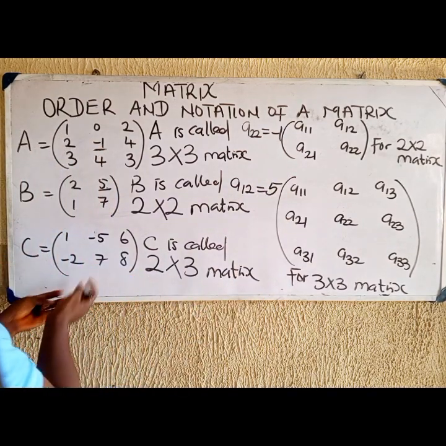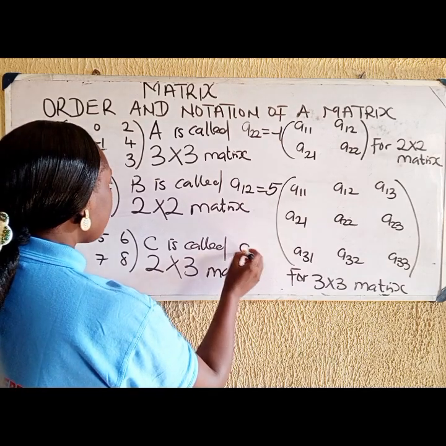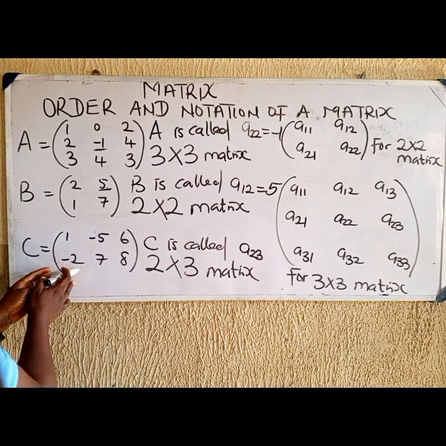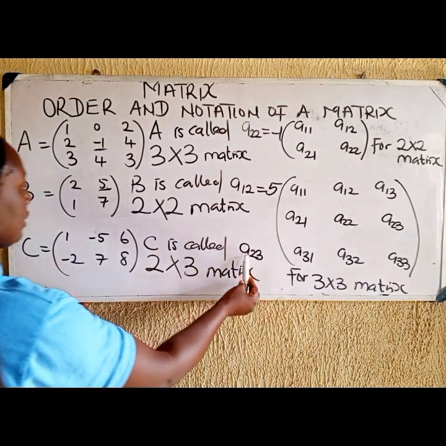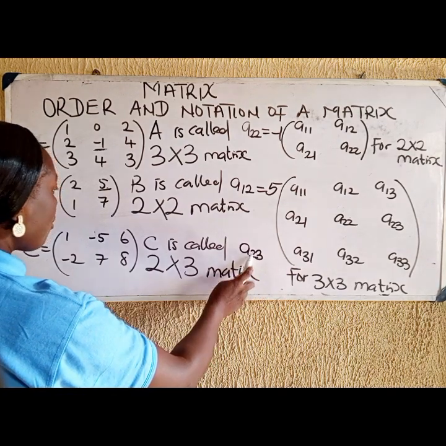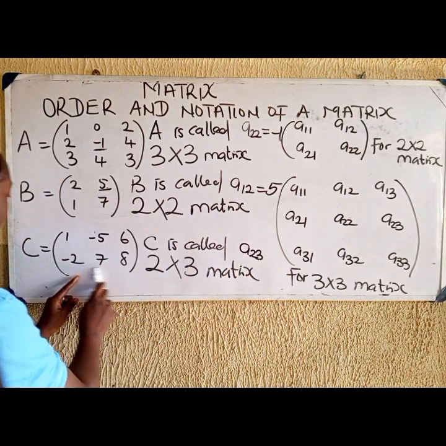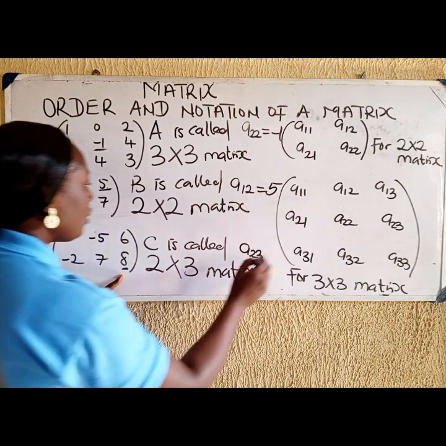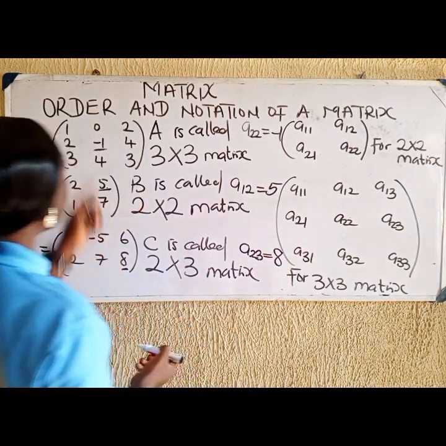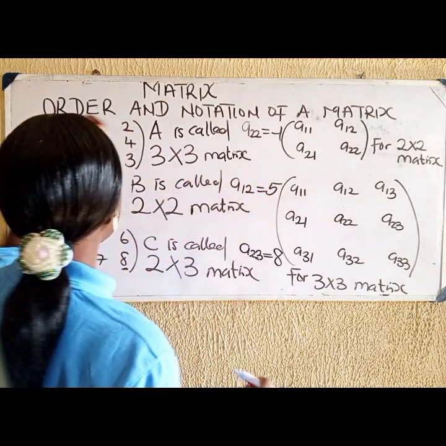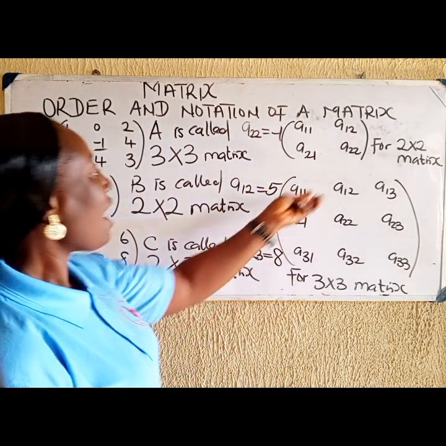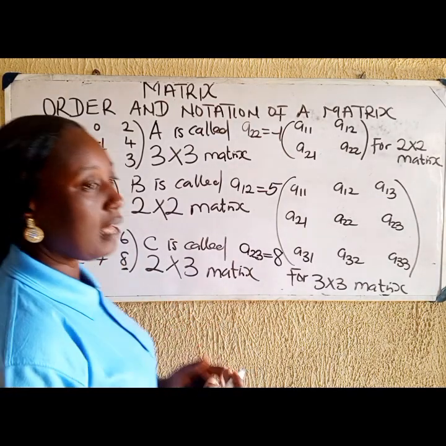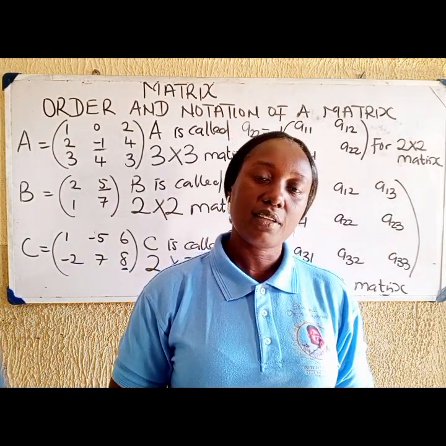Now in C, you can be asked to find A23. In this place, it means second row and third column. So this is the second row and this is the third column. So look at the element there, which is equal to what? 8. So this is how to find the position of elements in a matrix. If you're asked to find any position at all, A21, A22, in any of these matrices, you will be able to find it. I hope it's clear.